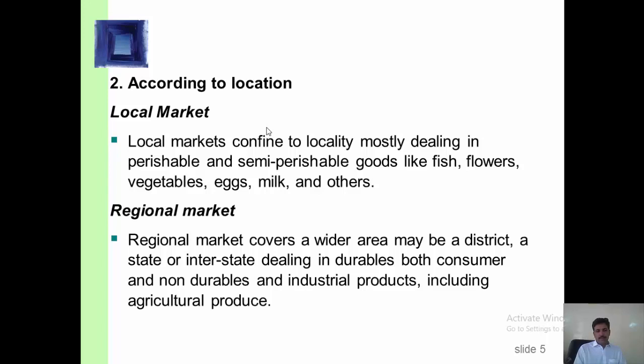Local markets are mostly for perishable goods and semi-perishable goods, and they are really for a short period of time, like fish, flowers, vegetables, eggs, and milk, etc.